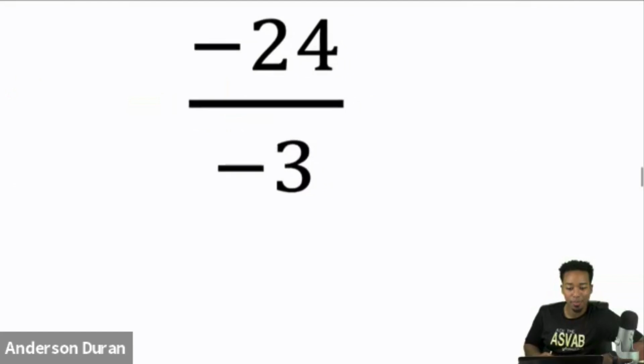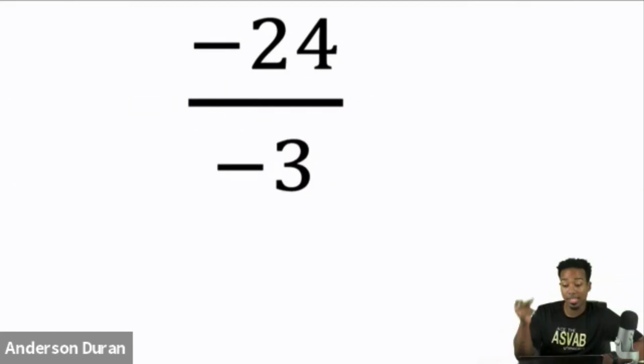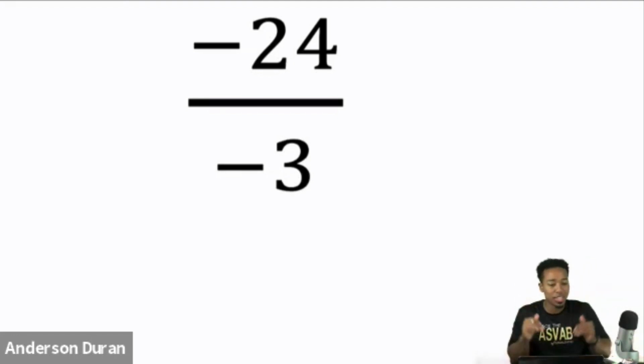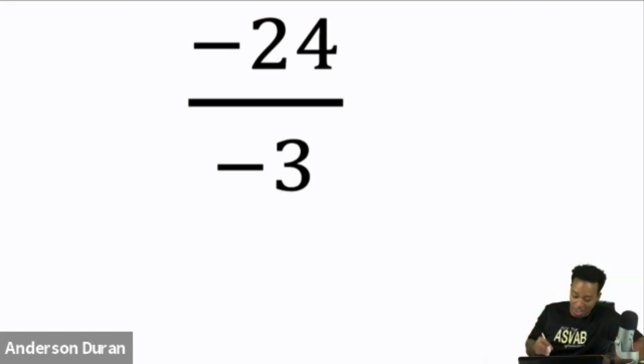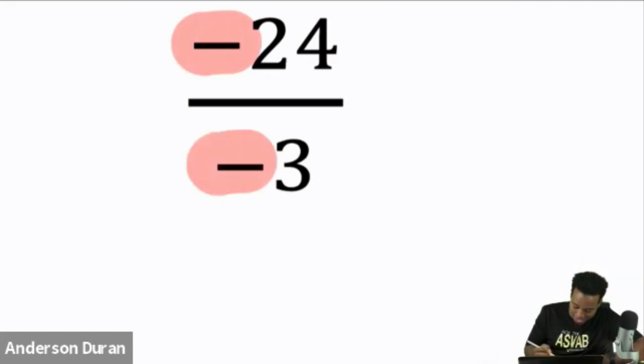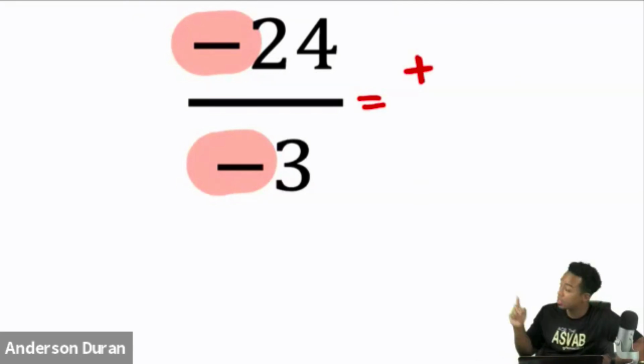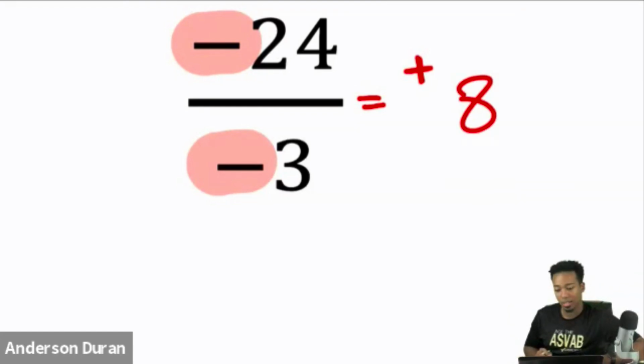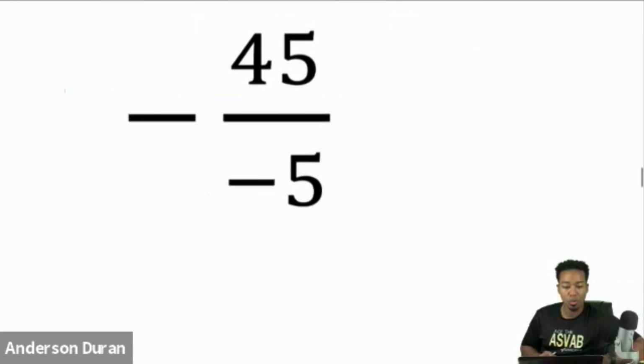Next. All right. Sign. Let's go. It's going to be positive. Crystal's like, I'm on a winning streak. Let's go. All right. So a negative divided by a negative is the same sign. Same sign always results in a positive. 24 divided by 3. That's going to give us 8. Positive 8. Booyah.